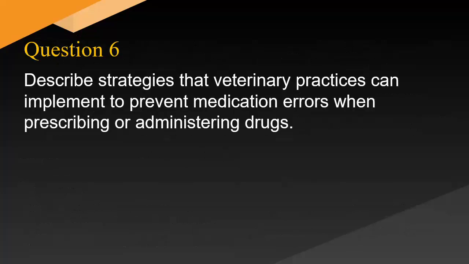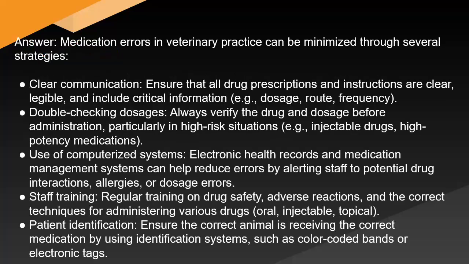Describe strategies that veterinary practices can implement to prevent medication errors when prescribing or administering drugs. Answer: medication errors in veterinary practice can be minimized through several strategies. Clear communication. Ensure that all drug prescriptions and instructions are clear, legible, and include critical information, e.g., dosage, route, frequency.